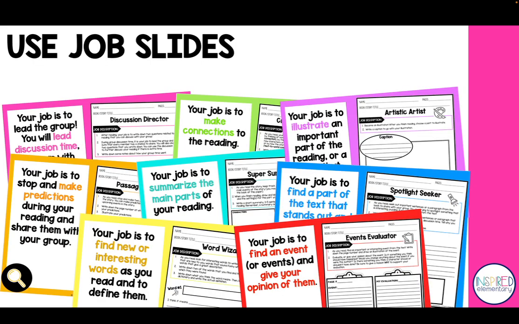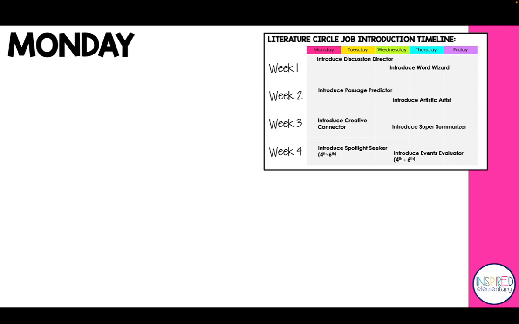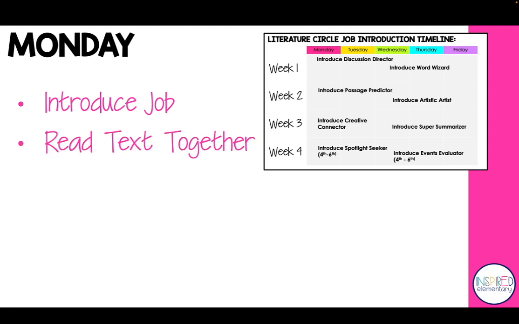You're going to use the job slides that I shared with you in video 1, and they are included in my Literature Circles Made Simple resource, and you are going to share with students what they are to do in each job. So let's look at week 1. You're going to introduce the discussion director and the word wizard jobs. Beginning on Monday, you'll use the job slide to introduce the directions of the job and share how that job is done. Then you're going to use your grade level reading textbook or anthology, and you're going to read a selection of the text together.